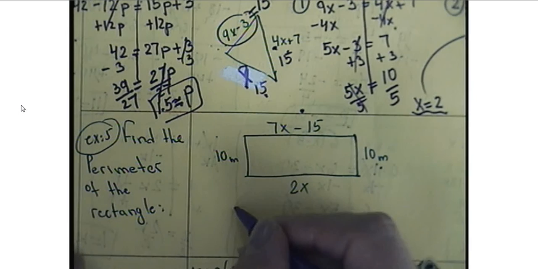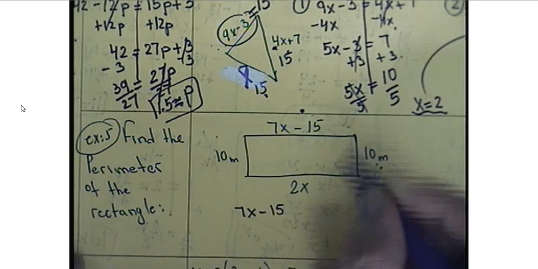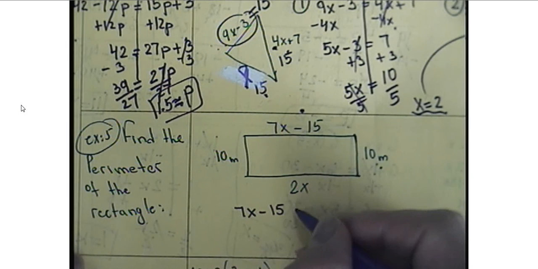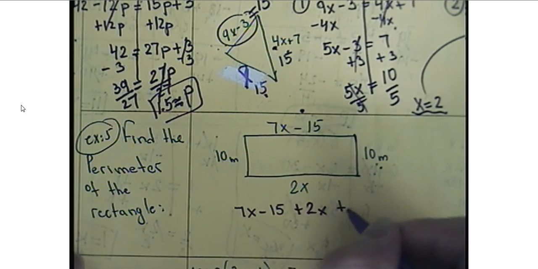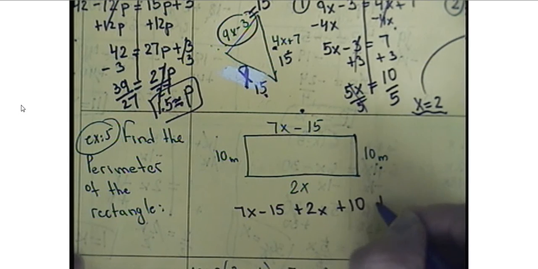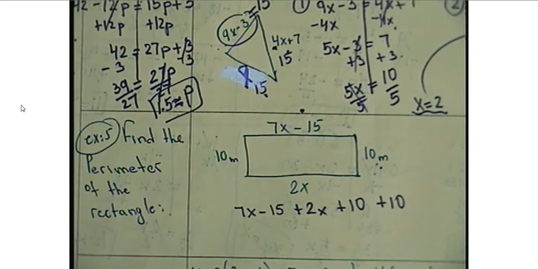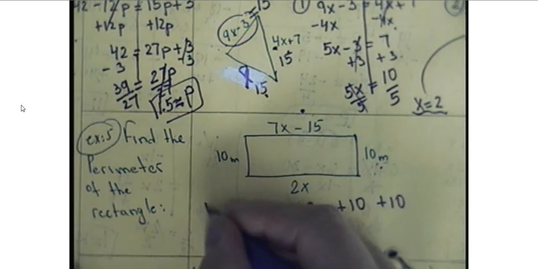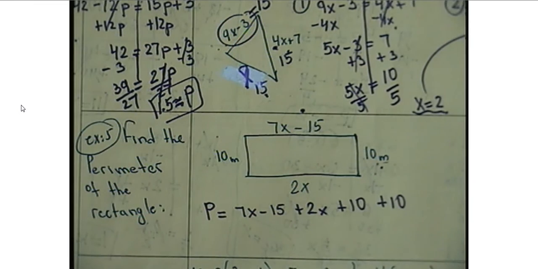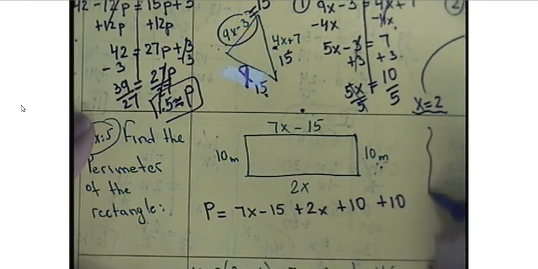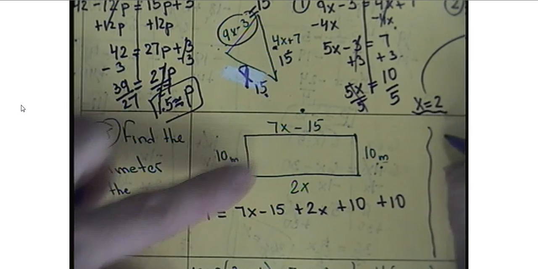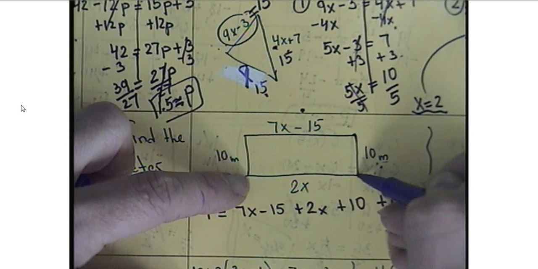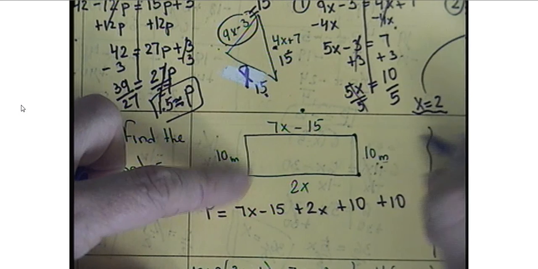It's gonna be 7x minus 15, so I start with this, plus 2x plus 10 plus 10. Okay, so we have, this is 10 meters, and 7x minus 15 on the top, and 2x on the bottom. So this is what the perimeter is equal to. That's the formula. Now, what else do we know? Well, we know that this side is equal to this side, correct? So let's go ahead and equate those two.